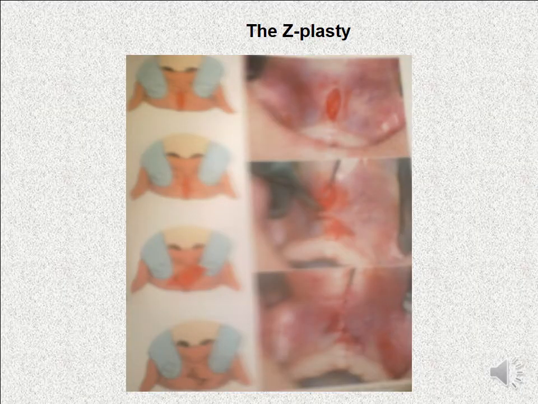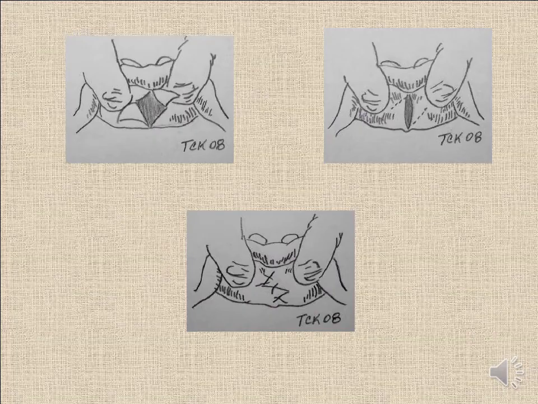Another technique is used if there is a large frenum that cannot be easily removed by a simple frenectomy: we use the zetaplasty technique. You put two side incisions at the upper margin and lower margin of the frenum in a Z-shape, and then incise it and suture it.